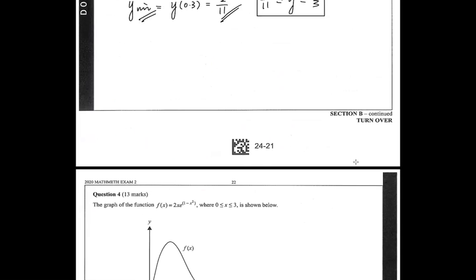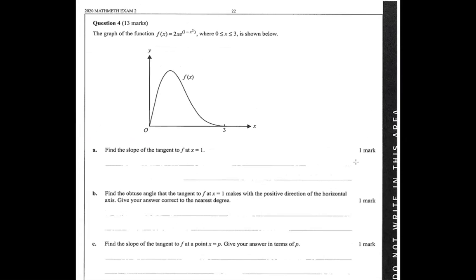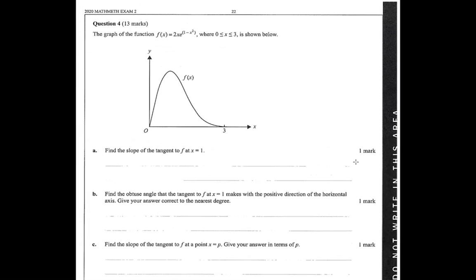All right, question 4. We have 2 more questions to go. The graph of the function f of x equals 2x e to the power of 1 minus x squared, where 0 ≤ x ≤ 3, is shown below. So we want to find the slope of the tangent at x equals 1.